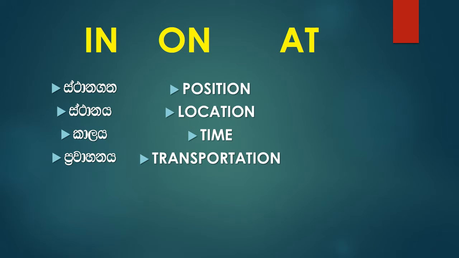We are going to learn about in, on, at. Position, where we keep something. Location, time, transportation. We are going to use prepositions for these kinds of places, these kinds of situations. So let's see how we are going to use in, on, at for these kinds of situations and places and positions, and transportation-like words, like sentences.